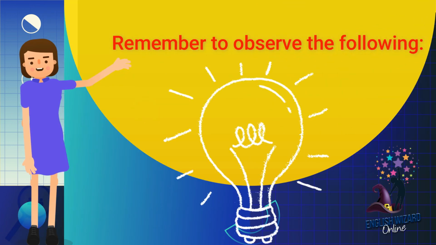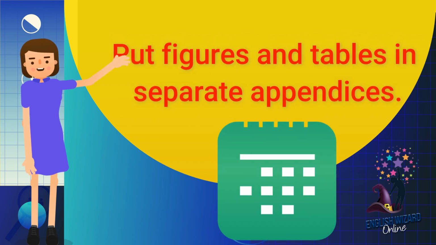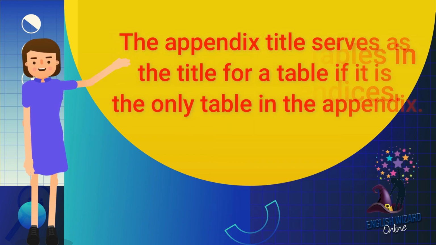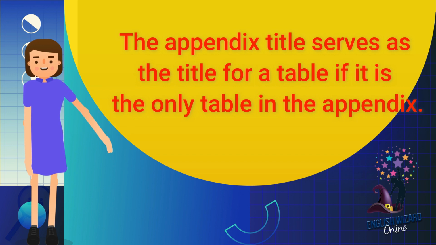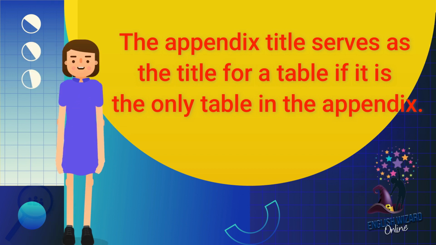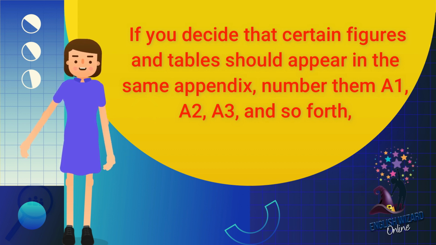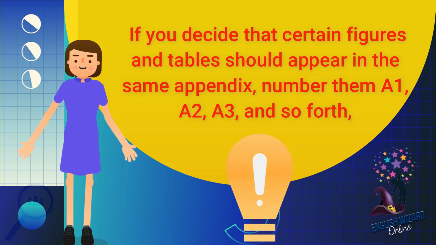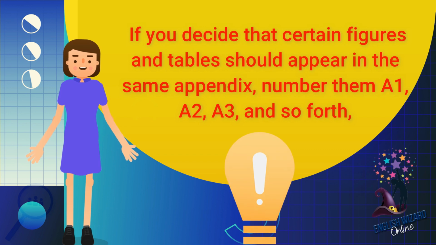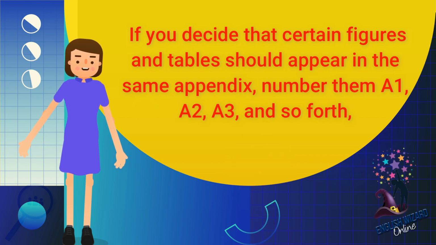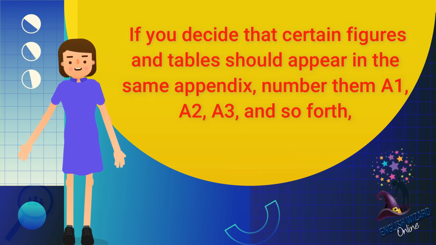Additionally, remember to observe the following. Put figures and tables in separate appendices. The appendix title serves as the title for a table if it is the only table in the appendix. If you decide that certain figures and tables should appear in the same appendix, number them A1, A2, A3, and so forth, according to the appendix in which they appear.